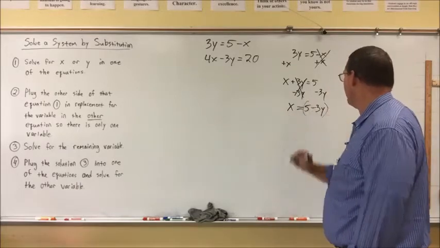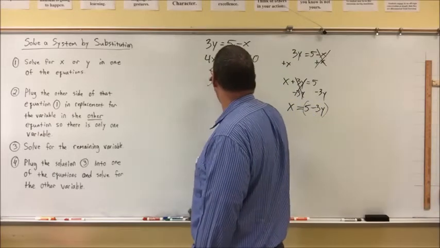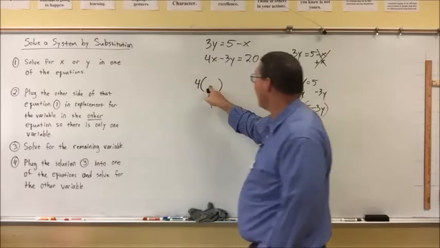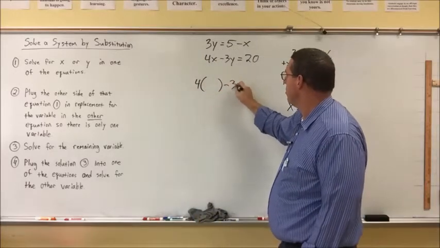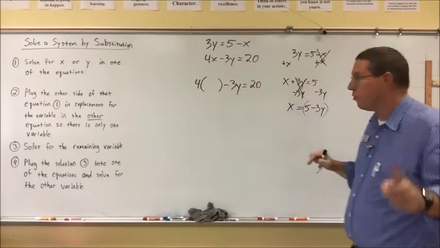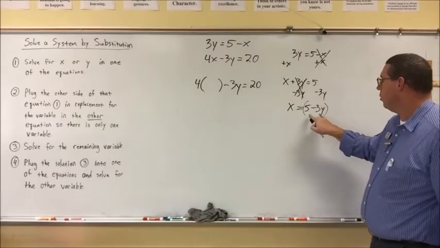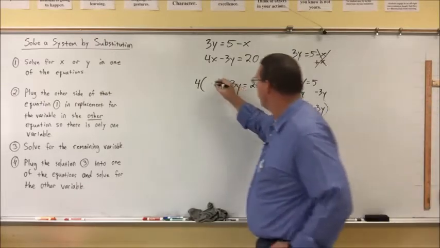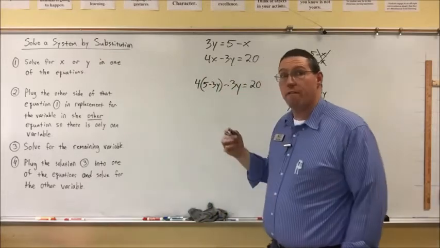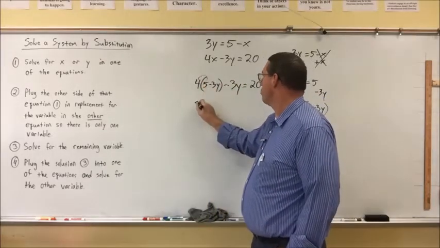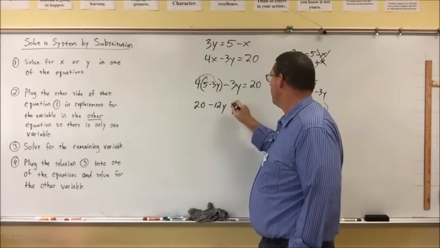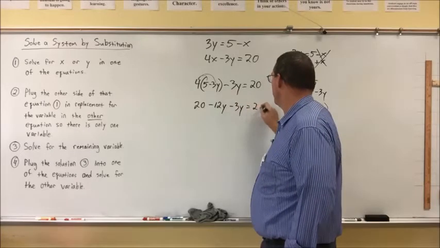I'm going to put parentheses around this. And then I'm going to carry down the other equation. I have 4, and then I'm going to put parentheses. 4 times x minus 3y is equal to 20. And in the place of x, I'm going to substitute what x is equal to, which is 5 minus 3y. So I'm going to put 5 minus 3y right here. And now I'm going to solve for y. 4 times 5 is 20. 4 times negative 3y is negative 12y. Minus 3y is equal to 20.